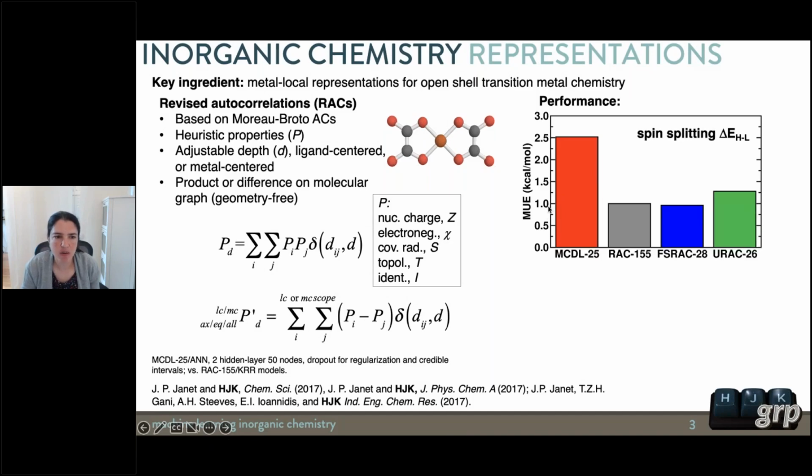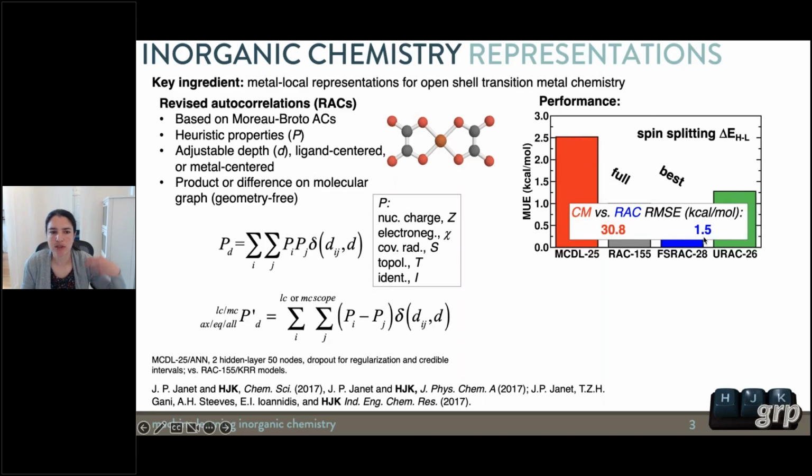And the result is that we're able to achieve accuracy to within the ground truth of DFT, about 1 kcal/mol mean absolute error, or 1.5 kcal/mol root mean squared error. So this is with respect to a single DFT functional ground truth. And on the same small data set sizes we tend to work with, on the scale of a couple thousand points, we achieve accuracies up to 15 times higher, just simply by encoding this information about what matters most about a transition metal complex.